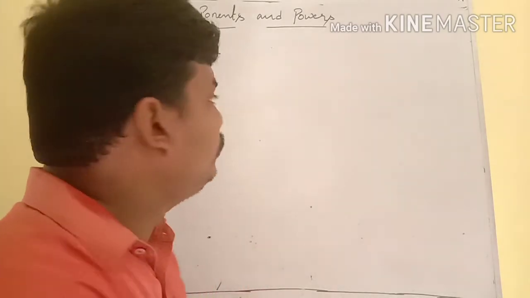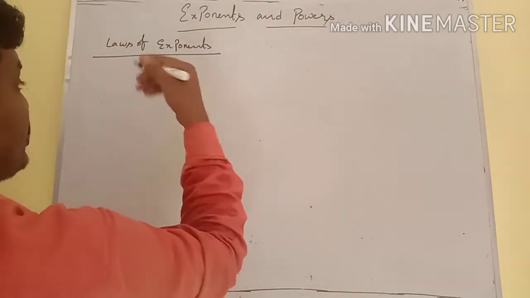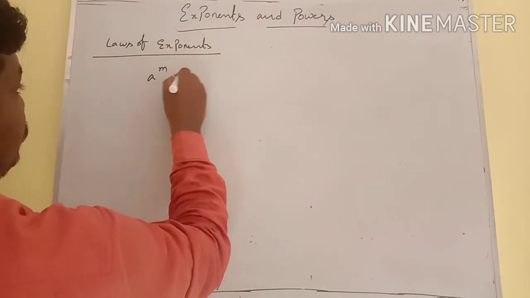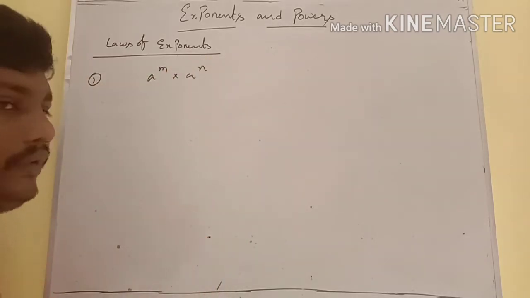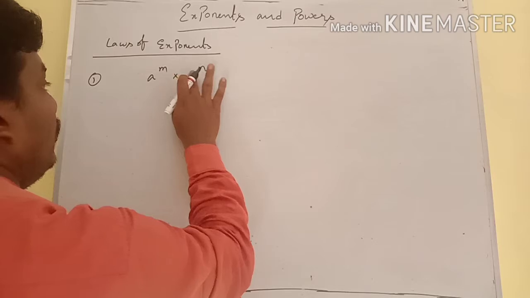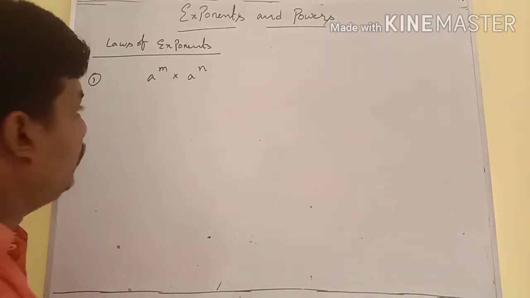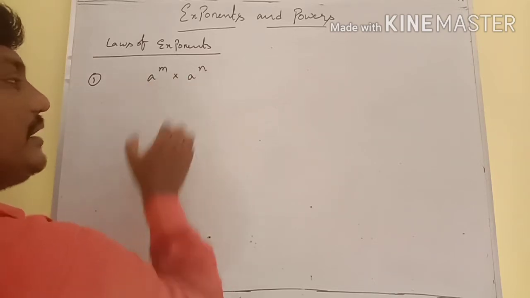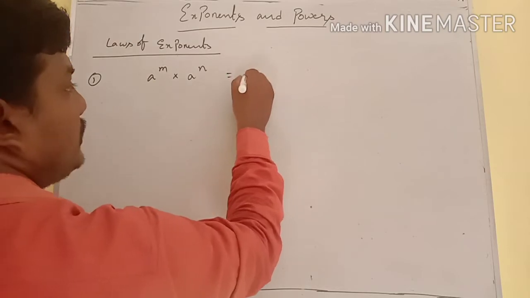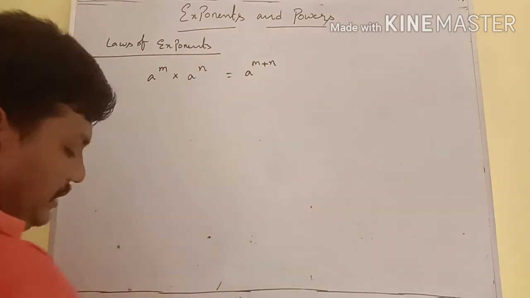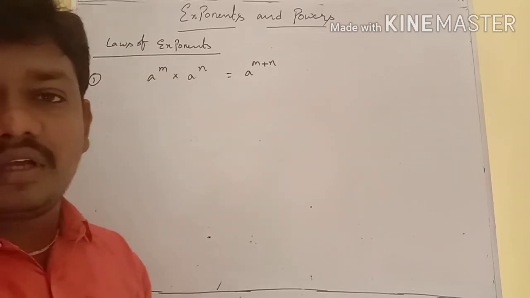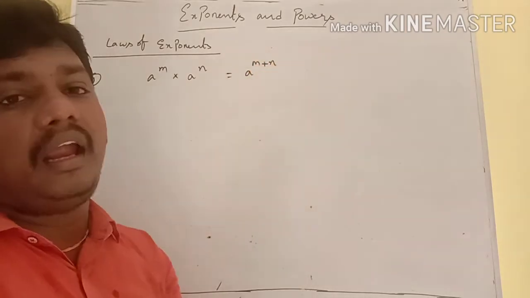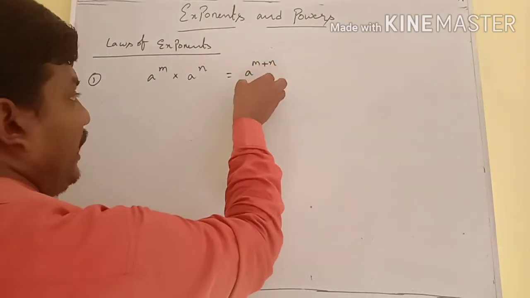We know that if two numbers with the same base have different powers, let me take a power m into a power n. This is the first law: a power m into a power n. Here two exponential forms are in a product condition having the same base a, so it can be represented as a power m plus n. If two exponential forms are multiplied having the same base, then their powers should be added with the same base.